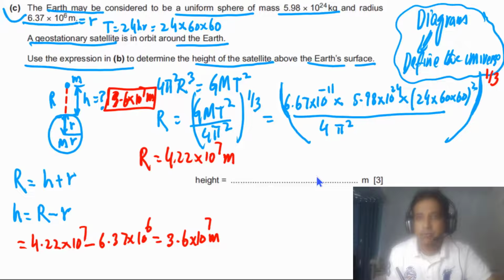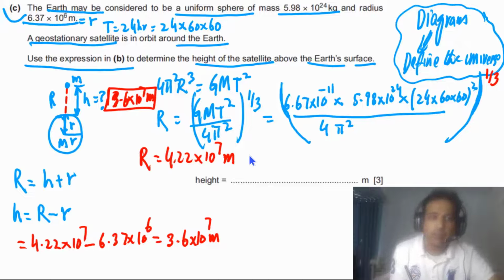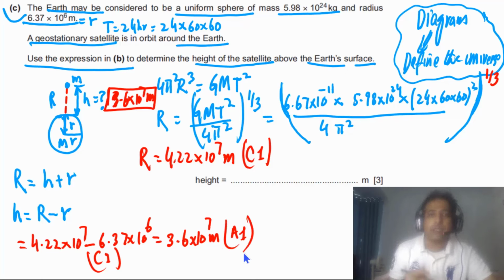And this question has 3 marks. The first C mark you will get if you have got the value of capital R. The second C mark you will get if you have written this expression. And the final mark is the answer mark if you have got the right answer. It's a simple question, but this type of question is very important from gravitational field.